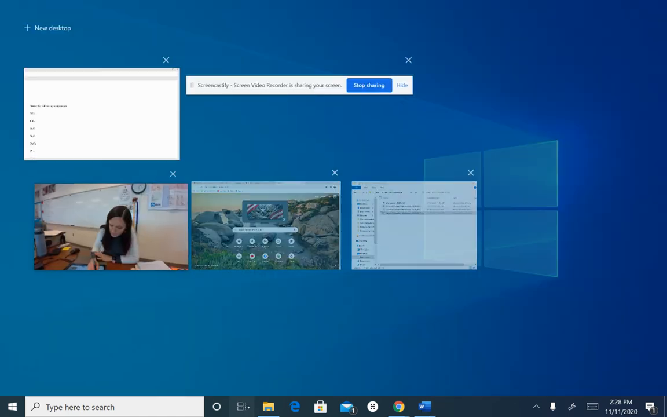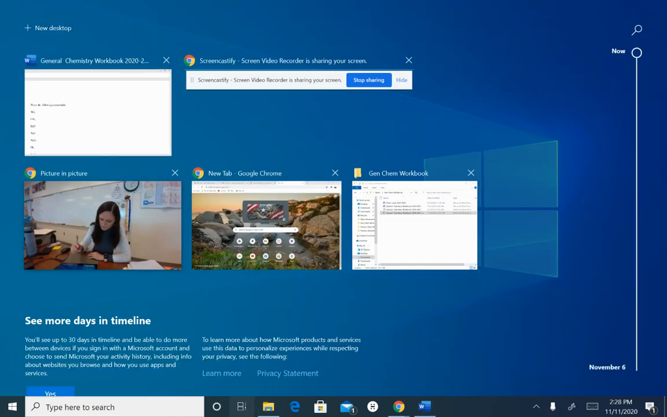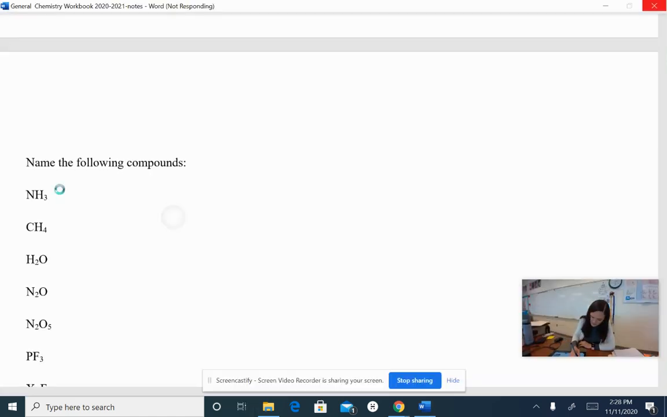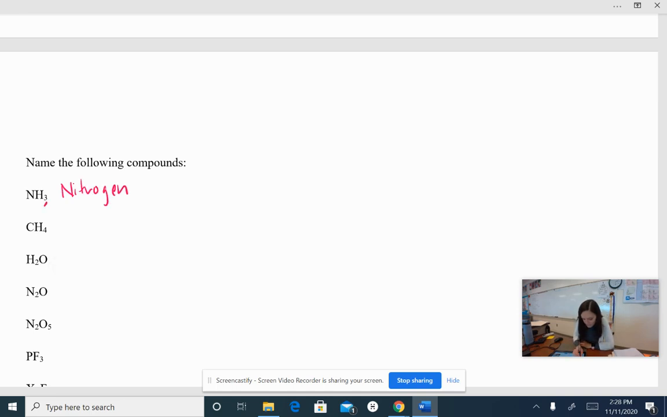So this is going to be nitrogen. And then I've got 3 hydrogens here. So remember the prefix for 3 was tri. So we're going to put the prefix tri and then hydrogen. The root of hydrogen is hydr. And then we're going to add on ide. So trihydride.